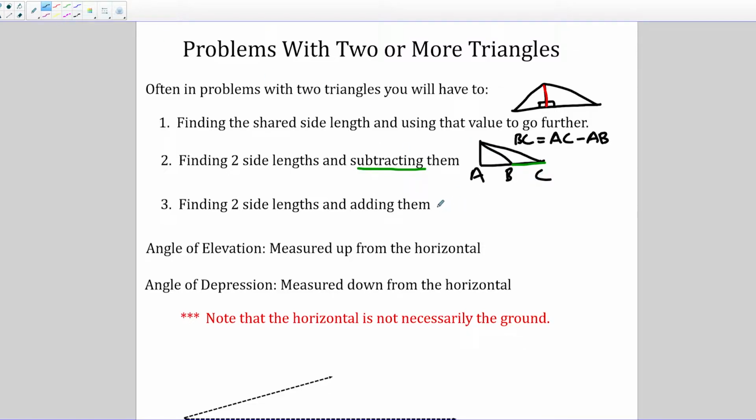And last but not least, we might need to find two side lengths and add them. So we might end up with a problem that may look something like this, and you'll have to add up perhaps these two vertical pieces or these two vertical legs of both triangles here.